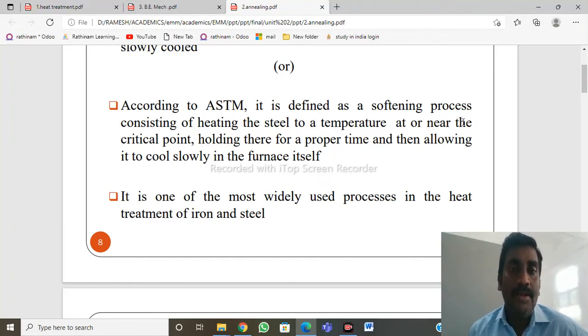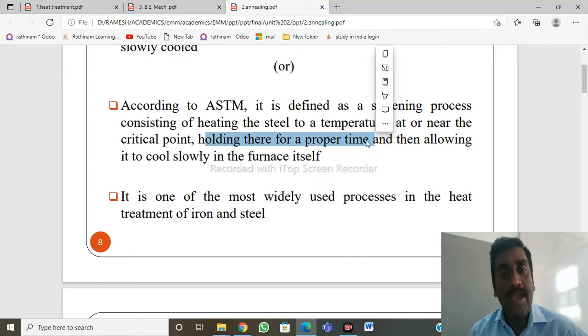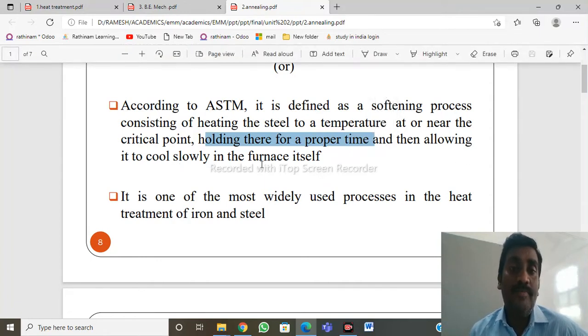So after annealing, we are getting the material softer compared with the previous, and it consists of heating the steel to a temperature at or near the critical point, holding there for a proper time, and then allowing it to cool slowly in the furnace itself. It is the most important parameter. So we are heating the element up to the critical point or near the critical point, then holding at a proper time. Proper time means that as per our requirement, we have to maintain a particular timing at the same temperature. After that, it is cooled in the furnace itself. So this is the most important parameter of annealing.